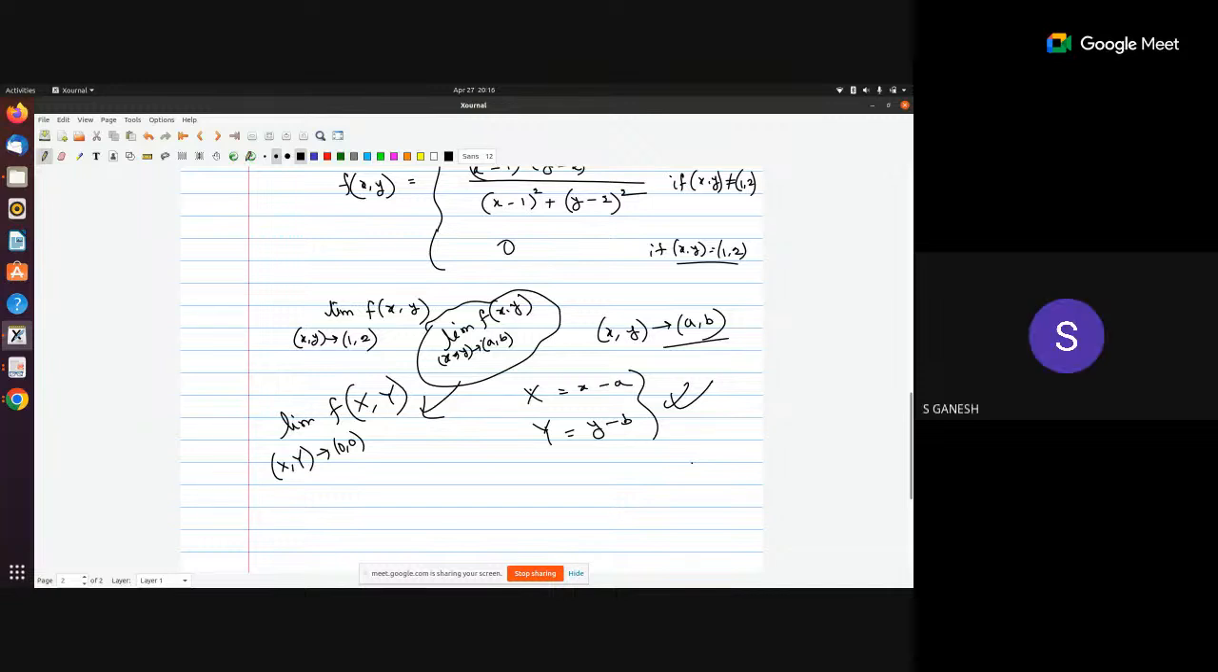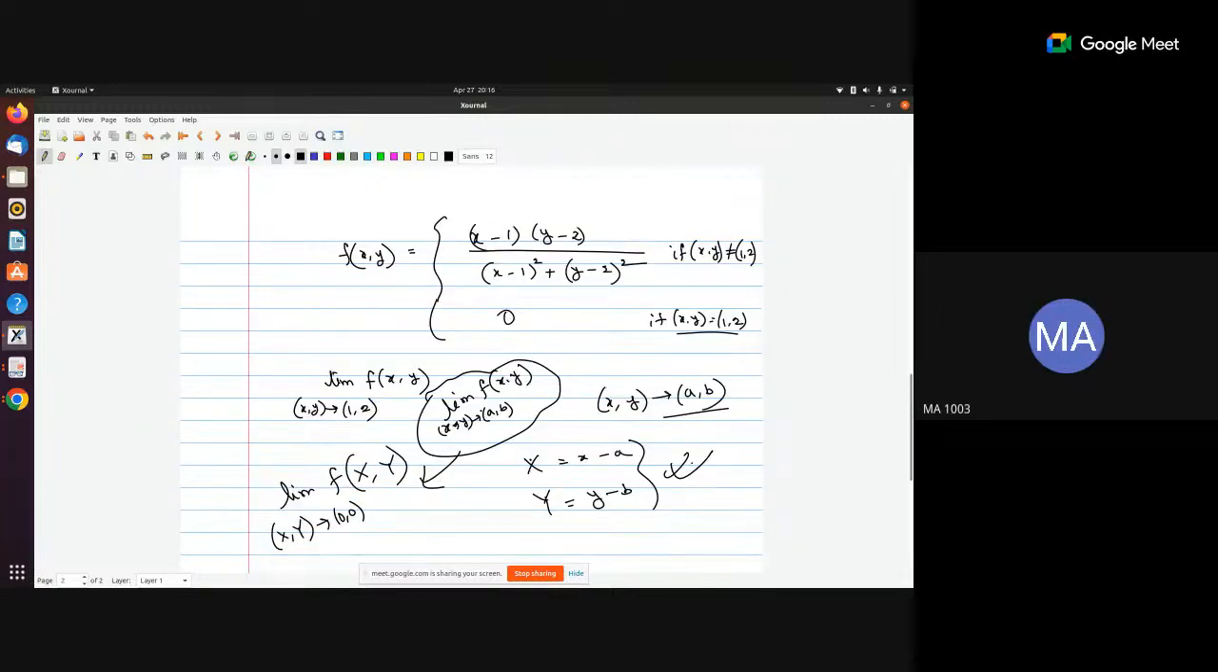Or else, another thing you can do, you can check directly for this function. You choose this path. This is the straight line which is passing through the point 1, 2. Now do the same checking as you have done for y equal to mx. You do the same substitution. Again, it will boil down to m square by 1 plus m square.